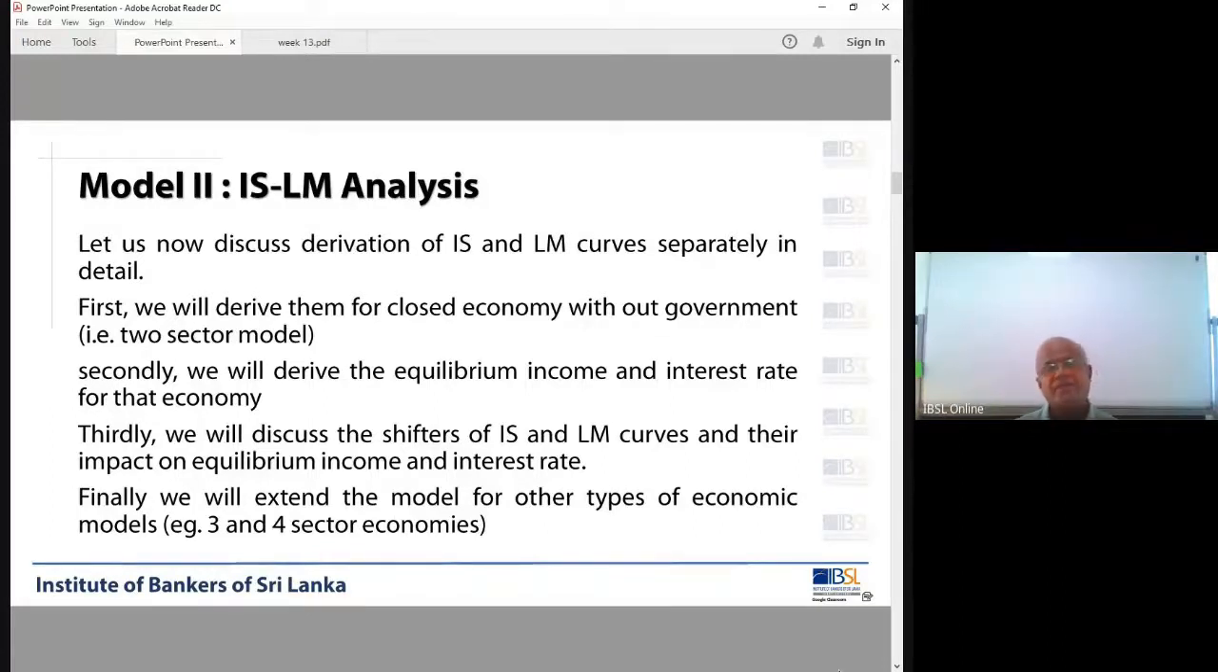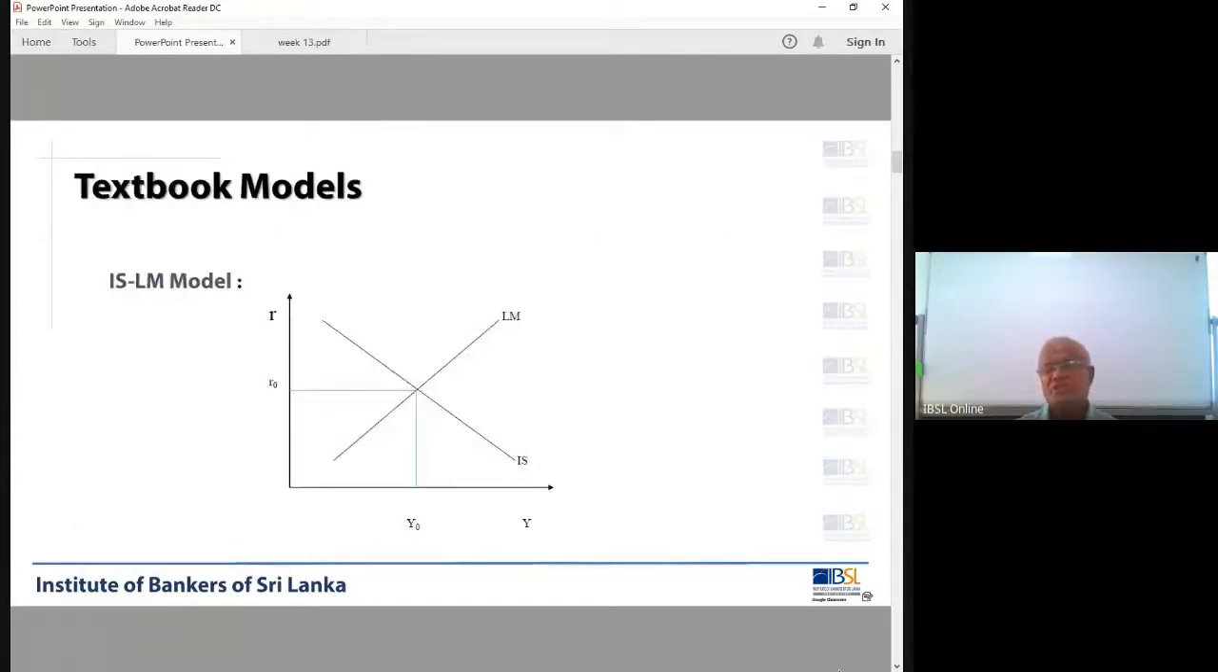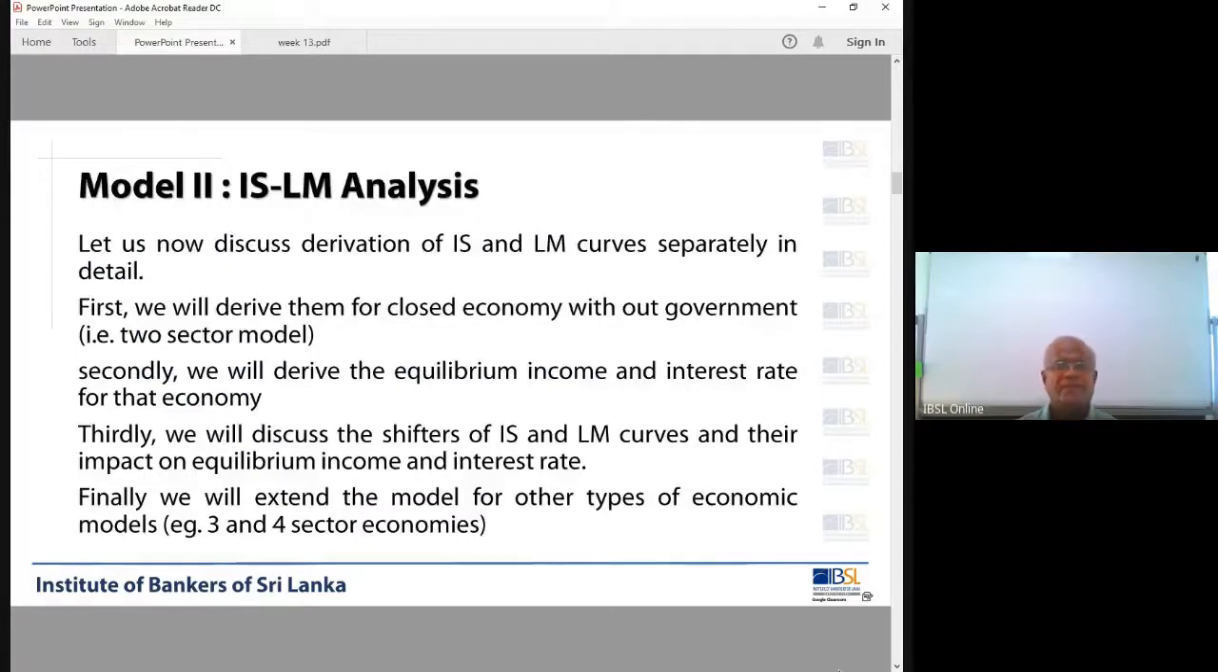First. Secondly, we will derive the equilibrium income and interest rate for that economy. It is the point of intersection. If you know the IS curve equation and the LM curve equation, you can easily calculate the equilibrium interest rate and income. Thirdly, we will discuss the shifters of the IS and LM curves.